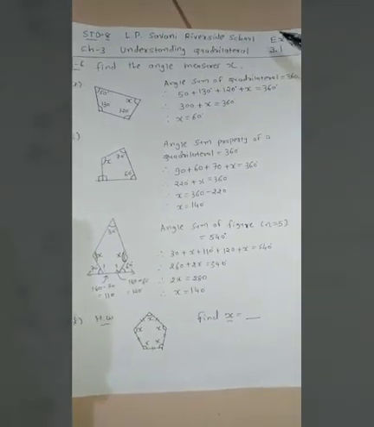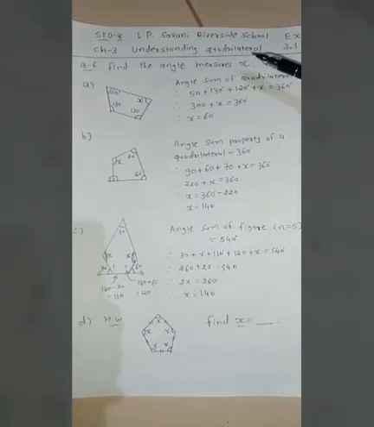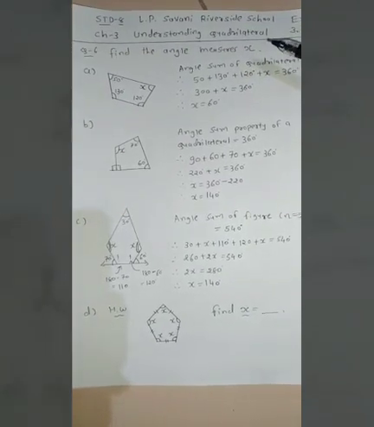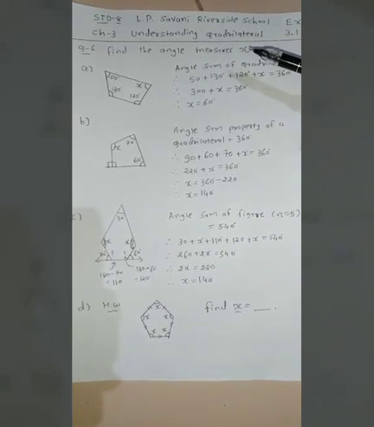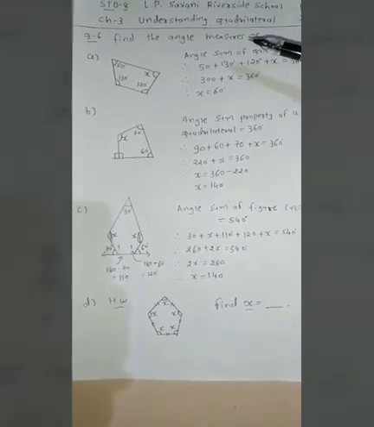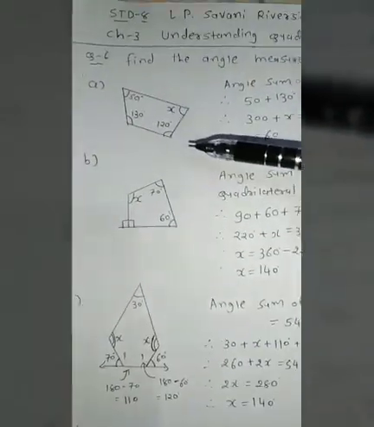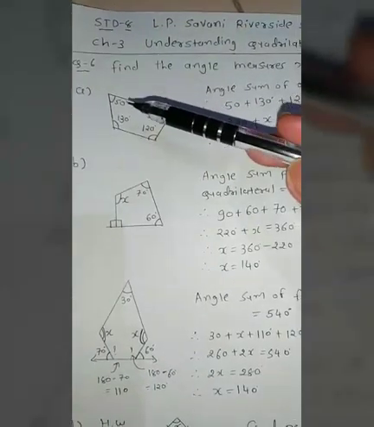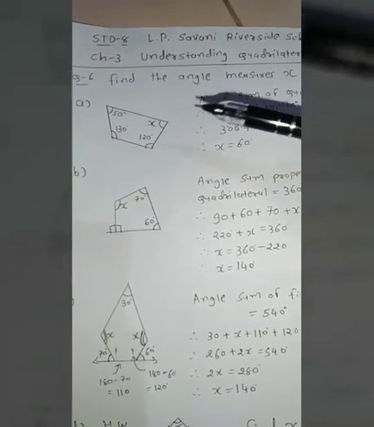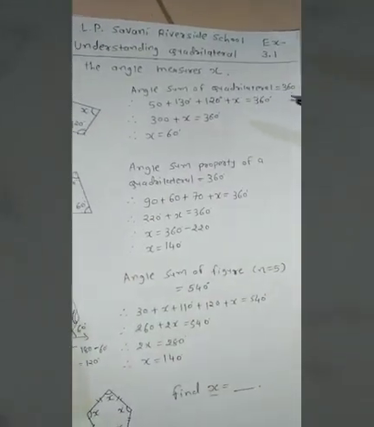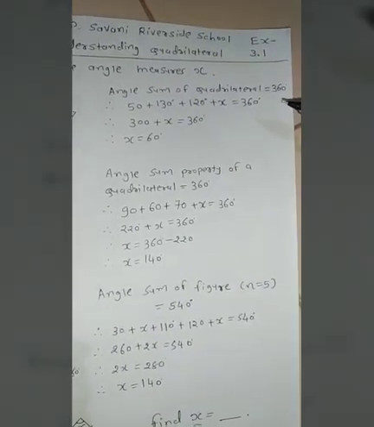In the previous lecture, we learned about exercise 3.1 of chapter 3, Understanding Quadrilaterals. In this chapter, we get an introduction and after that, we solve the 5 sums. We begin with question number 6, find the angle measures x. This is the figure in which 3 angles are given and we want to find the angle x. By using the angle sum of a quadrilateral, the angle sum is equal to 360.